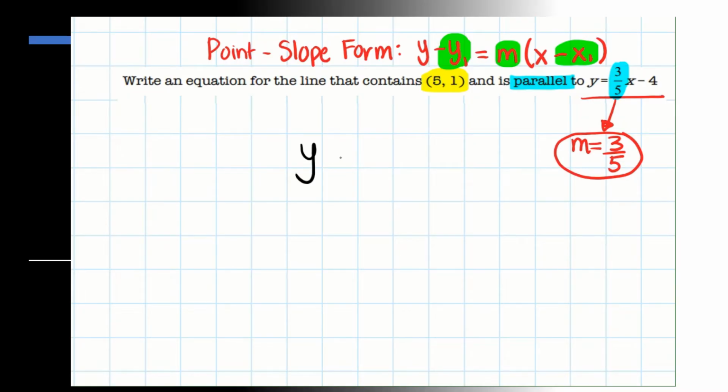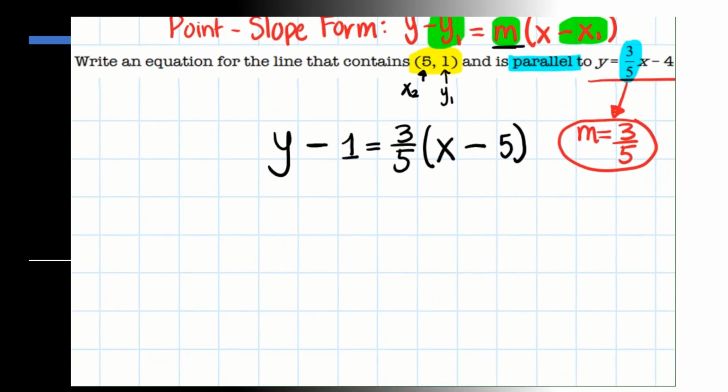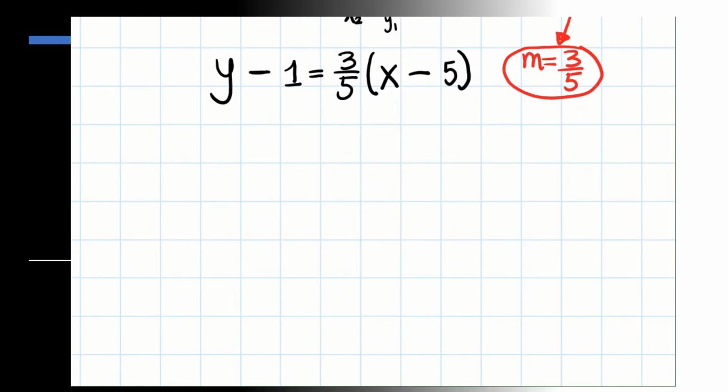Remember, the slope is always the coefficient for x. It's that number before the x. So let's start plugging in our values. My y sub 1 would be 1. It's the y coordinate of my given point. My m, we already said that will be the same as that line there since they're parallel. So it's 3 over 5. And my x sub 1 is 5. Notice how my equation has minus signs.